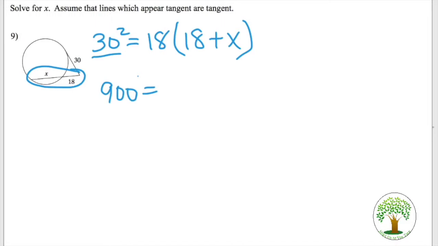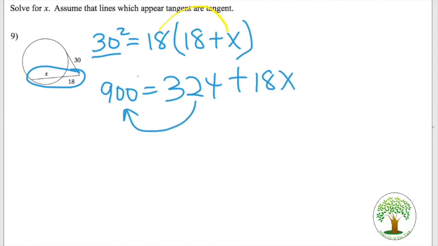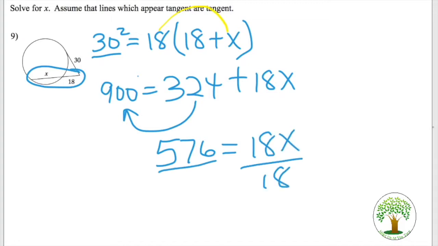18 times 18 is 324. And then 18 times x is 18x. I'm going to move that 324 over, and I'll get 576. And that will equal my 18x. I'm going to divide by that 18, and I get x equals 32. Let's check our answer.